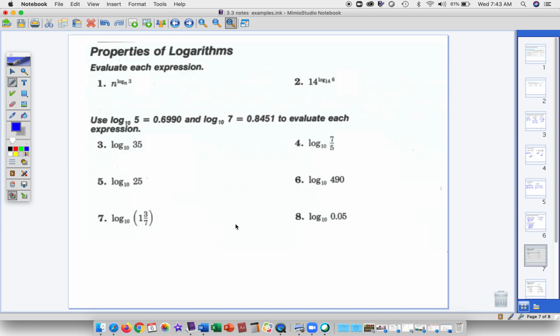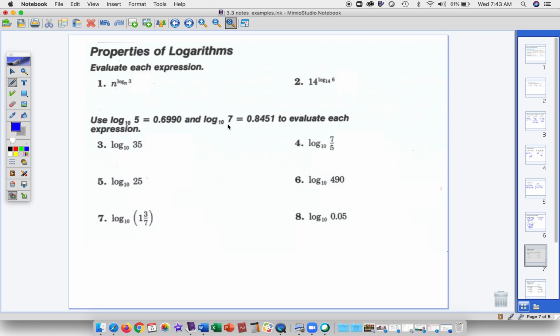Okay. Next, we have some examples here that I want you to try. So these are from previous properties, 1 and 2. 3 through 8, you're using log base 10 of 5. Now this is kind of a strange way to write it. We usually just write log 5. So you can drop the base 10 if you don't feel like writing it.